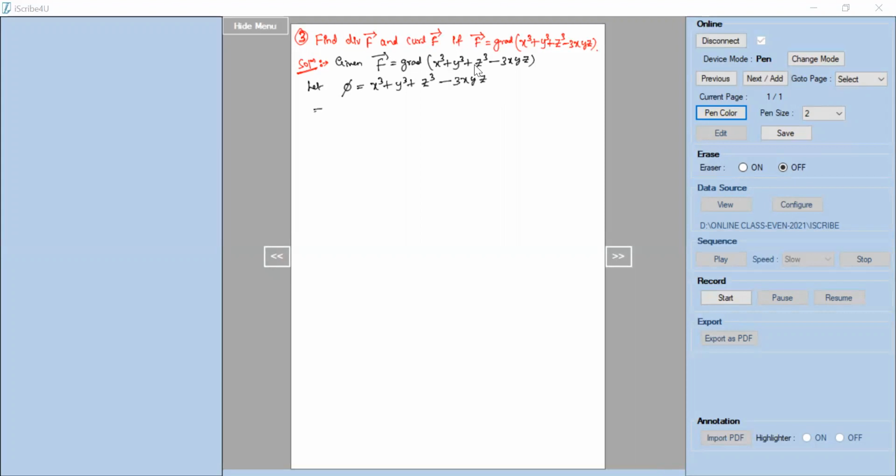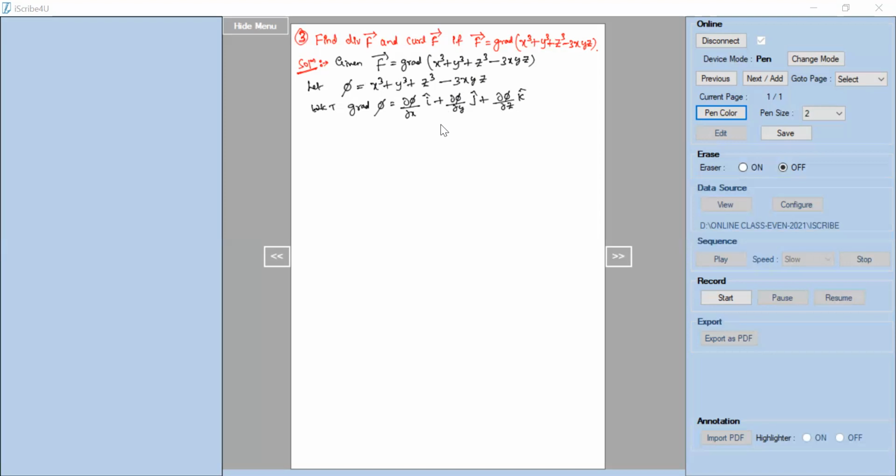So then grad phi, we know that grad phi is nothing but ∂φ/∂x i cap plus ∂φ/∂y j cap plus ∂φ/∂z k cap. Means you have to differentiate this phi scalar function partially with respect to x, then y, then with respect to z, and multiply with i, j, k and add. So let us do that first.